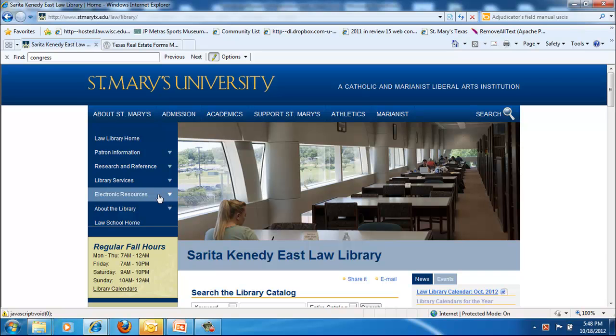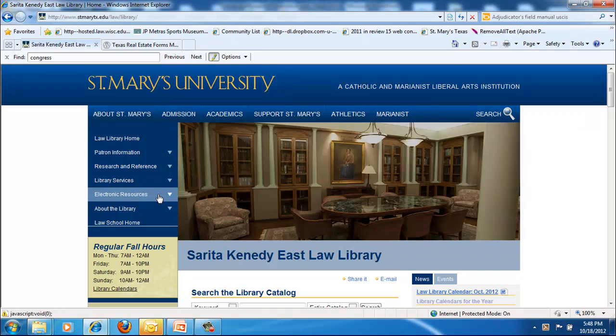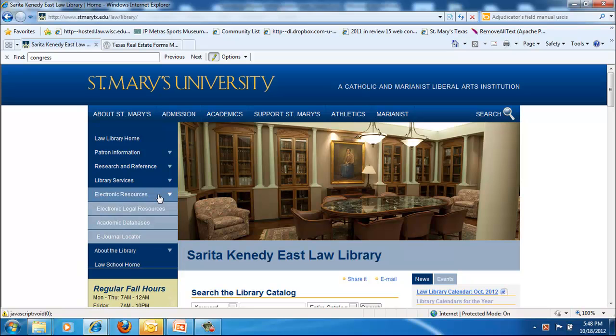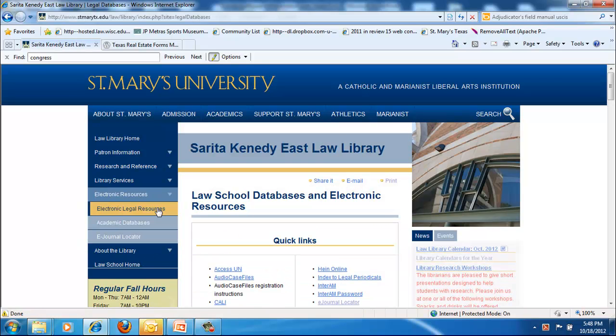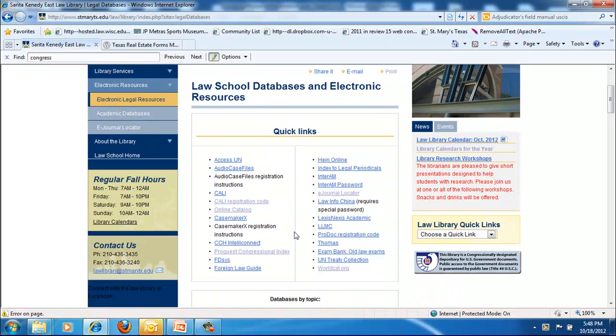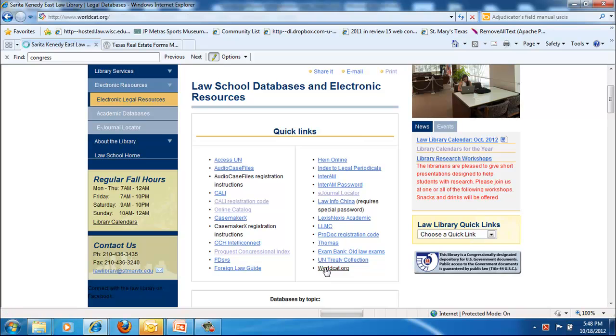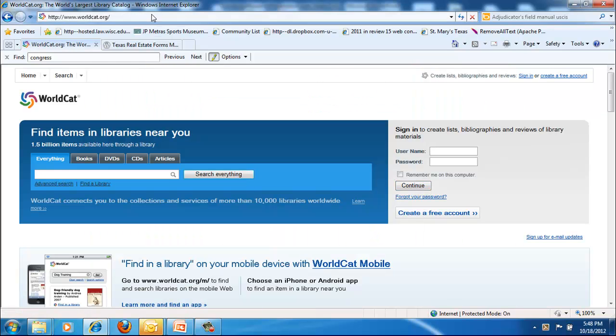The last resource that we'll look at is worldcat.org. That is a catalog that searches across all the law library catalogs in the United States and many, many foreign catalogs. You can get to it by going to the Law School's Electronic Legal Resources quick links and clicking worldcat.org, or you can just remember worldcat.org.